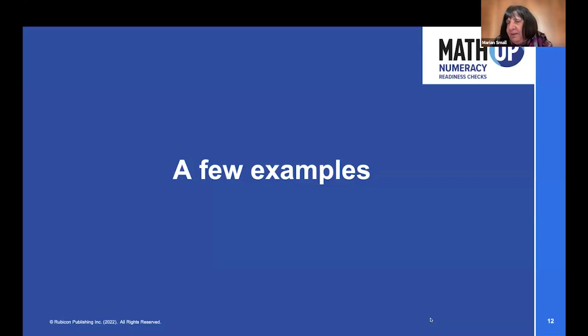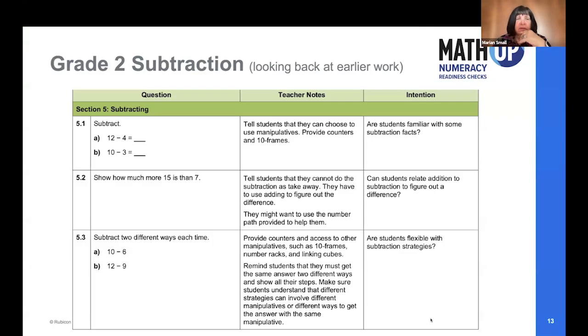So here's just a few examples to give you a feel for it. And I'm not showing you a whole grade for anything. I'm just showing you pieces. So here's an example. This is for grade 2, and that means you're looking back at work from kindergarten and grade 1. And so you'll see there are questions like, what's the answer?